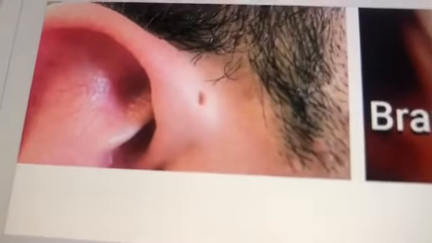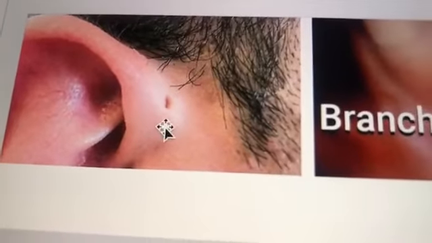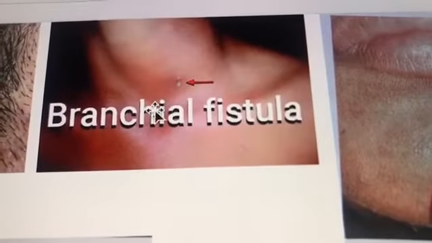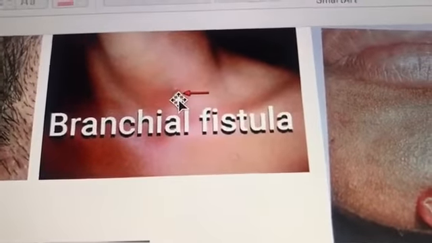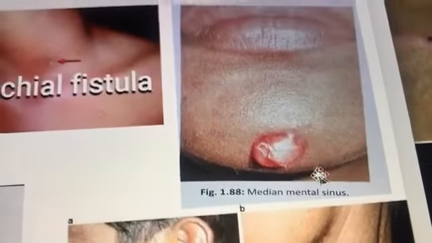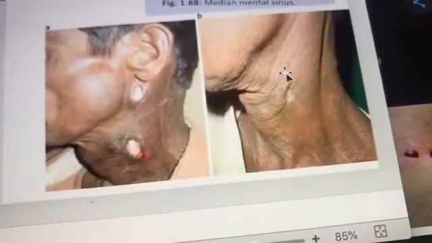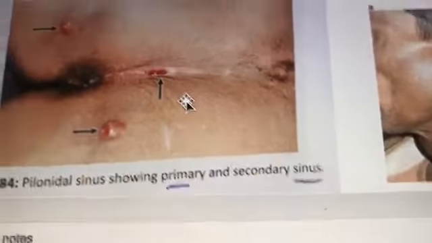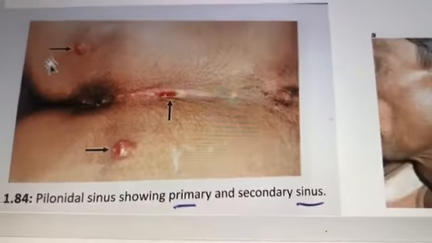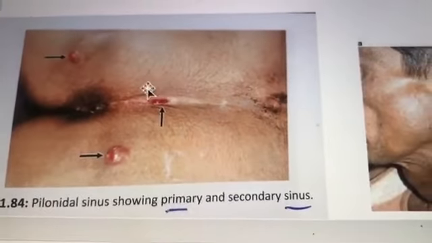If I show you some of the pictures once again for the typical sites, then you can easily memorize. You see the typical site of a preauricular sinus. You see the typical branchial fistula, anterior to the sternocleidomastoid in the lower third of the neck. Median mental fistula with exuberant granulation tissue, as I told you, due to osteomyelitis of the mandible. You see the tuberculous ulcer, tuberculous sinus, multiple, and this is actually the pilonidal sinus. It is a single midline opening and two lateral openings. This is the secondary extension. This is the primary. So these are a few pictures of the multiple types of sinus and fistula.